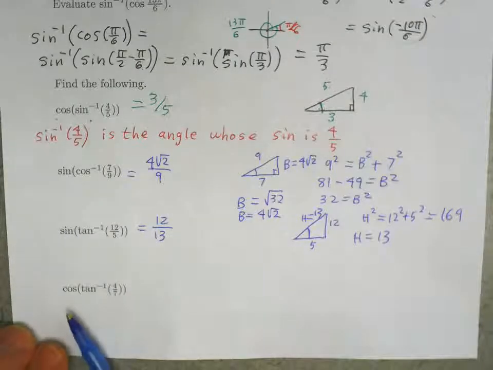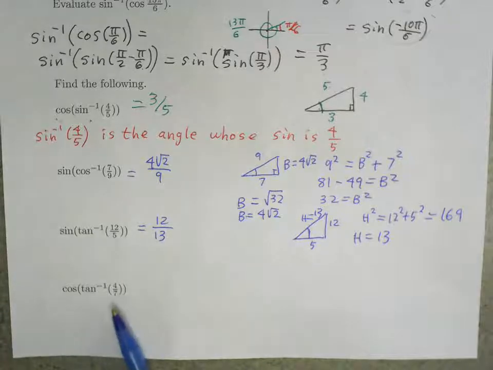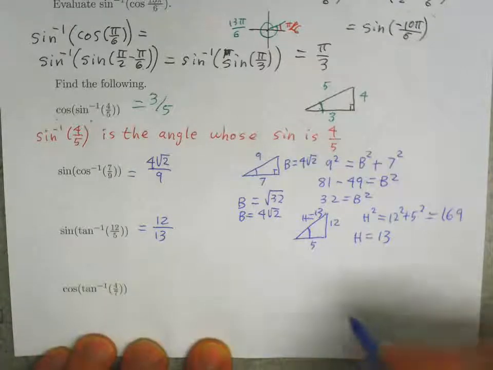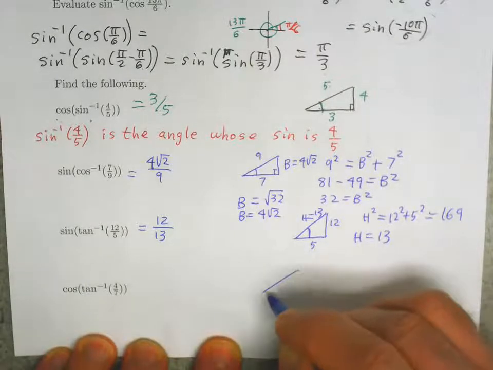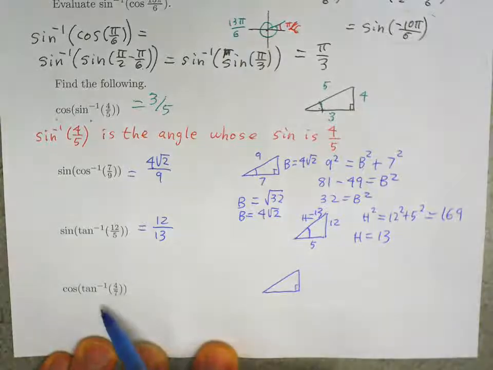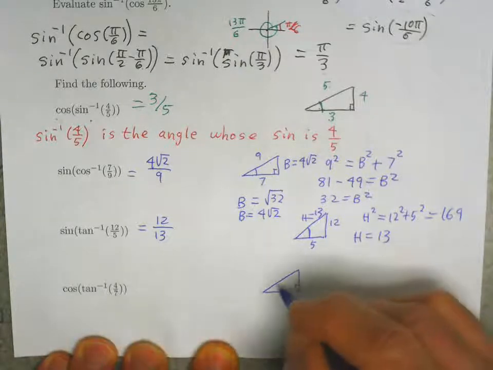Then the cosine of the inverse tangent of 4/7. Once again, if the inverse tangent is 4/7, then it's an angle between 0 and pi/2 because tangent is positive for those values. And so cosine will also be positive in the first quadrant. So again, use a right triangle. The angle whose tangent is 4/7, that's this angle.